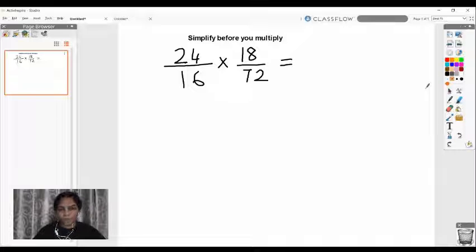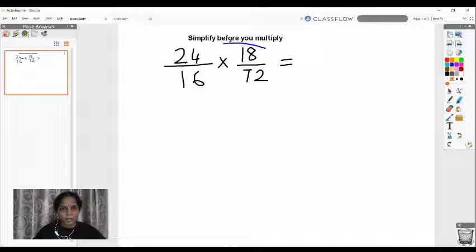Now, how do we do the simplification? First, you have to take a pair of numbers from this. In the pair, one must be a numerator and the other must be a denominator. For example, you could take 24 and 16, that's a pair. Or 24 and 72, that's a pair again. Or 18 and 16, one numerator 18 and 16 a denominator. And you could take 18 and 72, that's also a pair.